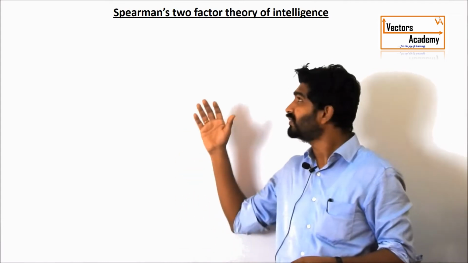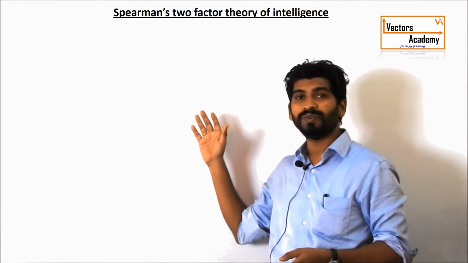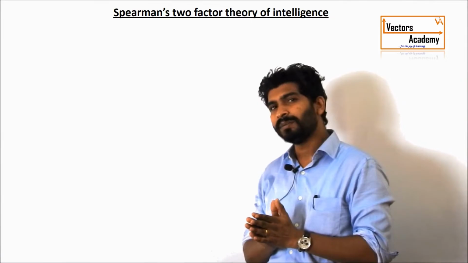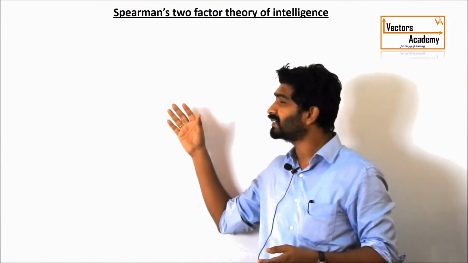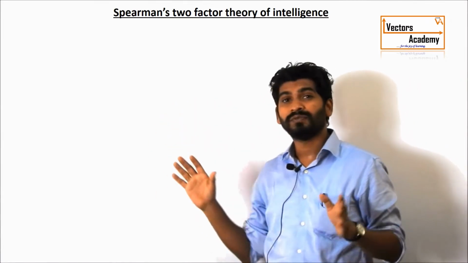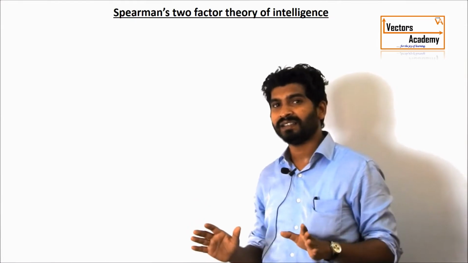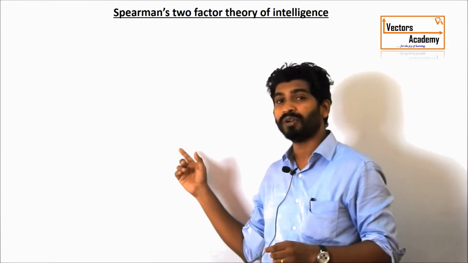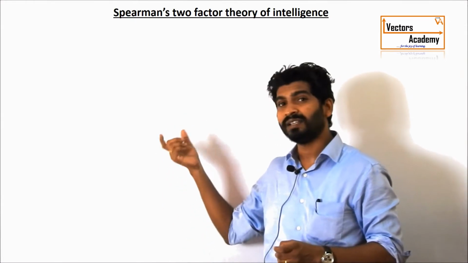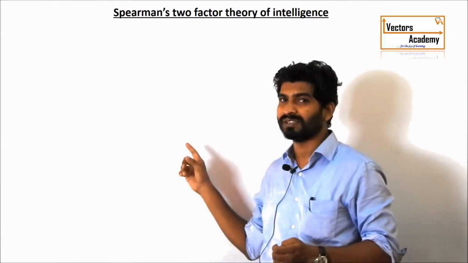Hi, so let us today understand what is Spearman's two-factor theory of intelligence. Now Spearman in 1904 came up with his theory. This was the first factor analytical theory which was proposed, and it is very important considering all the theories which came after this were based on this theory.